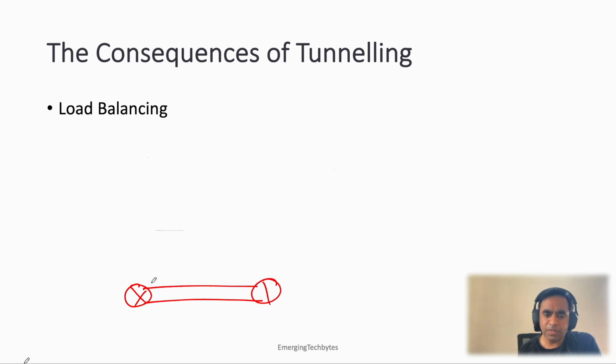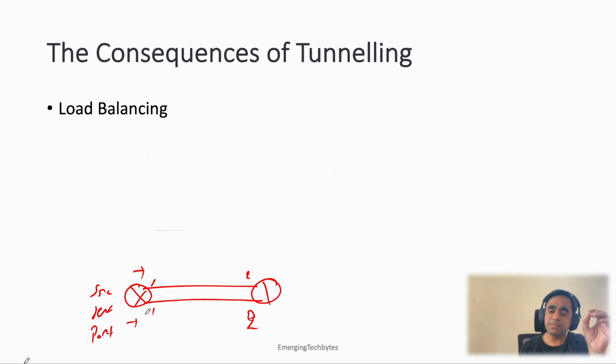Let's say there are two links between two routers. The packet comes. How does it send those packets here and here? So basically, the router looks at the source address, destination address, and port number information to load balance the packets.